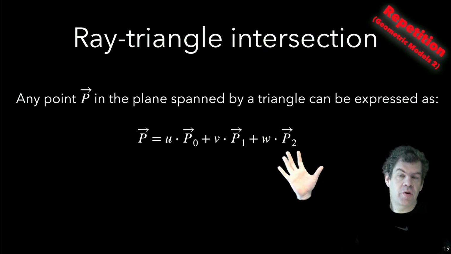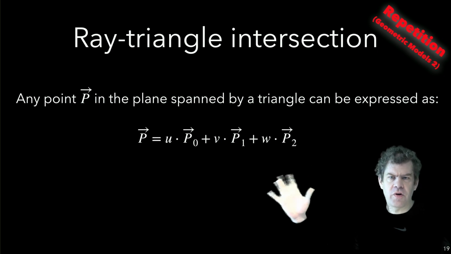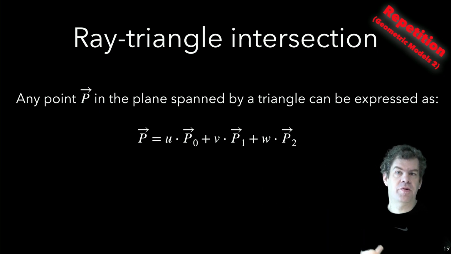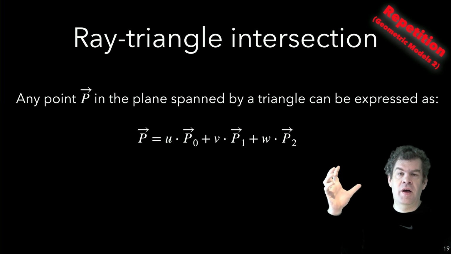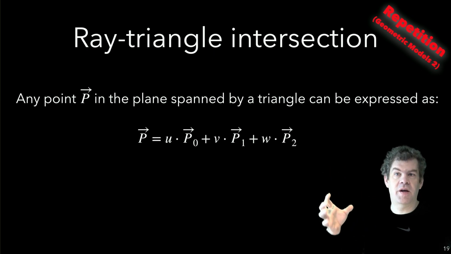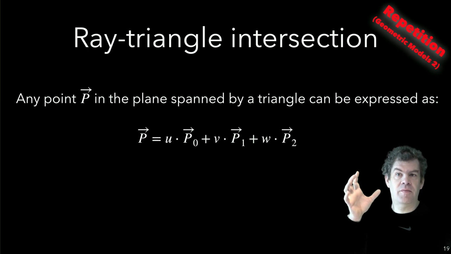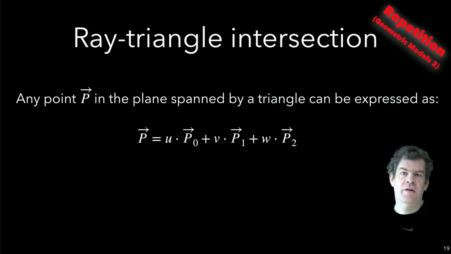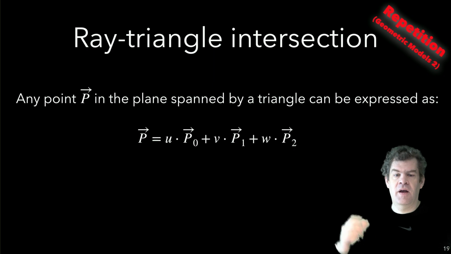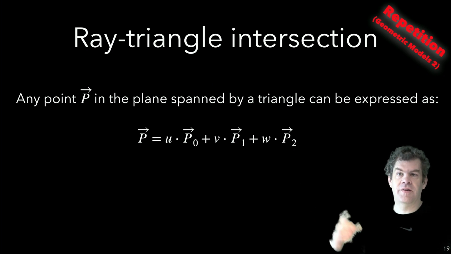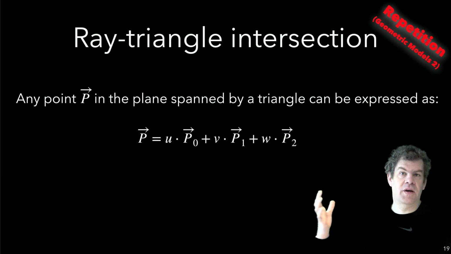I said we can do this interpolation not just for colors or anything, we can also do it for the position itself. That means any point P inside the triangle, if the triangle is made up of the points P0, P1, and P2, can be written as U times the first position, V times the second, and W times the third. And we have this side condition that U plus V plus W always sum up to 1, and neither of them is smaller than 0 or bigger than 1.